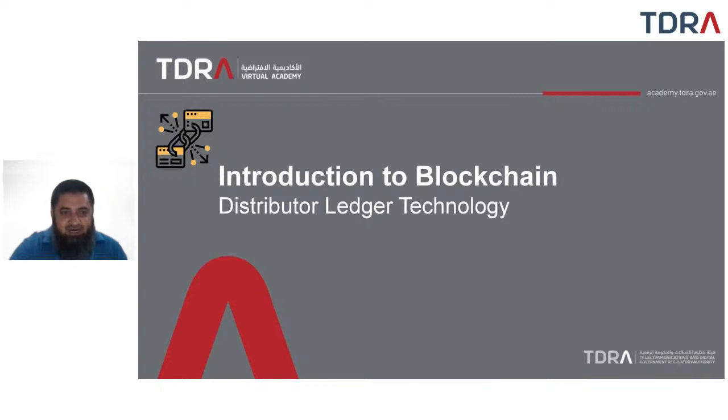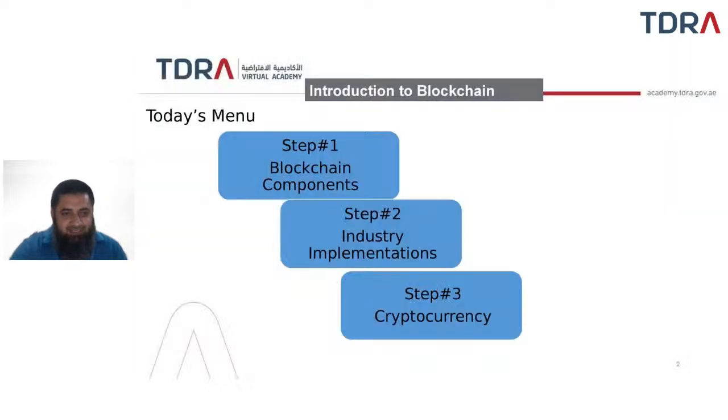And we are going to start our session on Introduction to Blockchain. So, in today's menu, we are going to discuss the blockchain in three steps. In step one, we are going to discuss the blockchain components. In step two, we will see the industry implementations for the blockchain. And in the final step, we are going to talk about the first ever implementation of the blockchain, and that is cryptocurrencies. So let's get started.